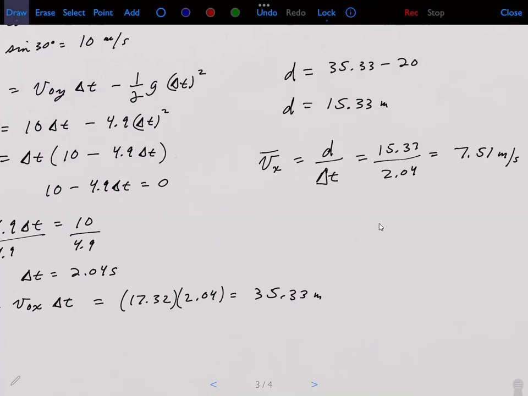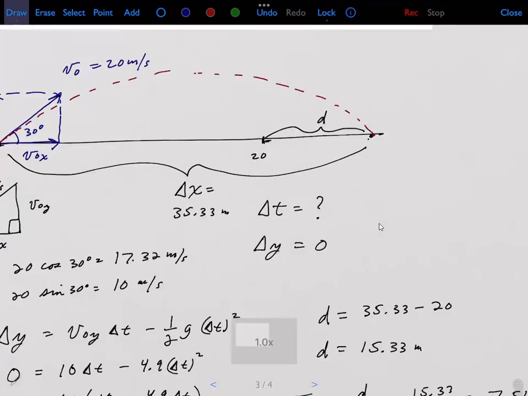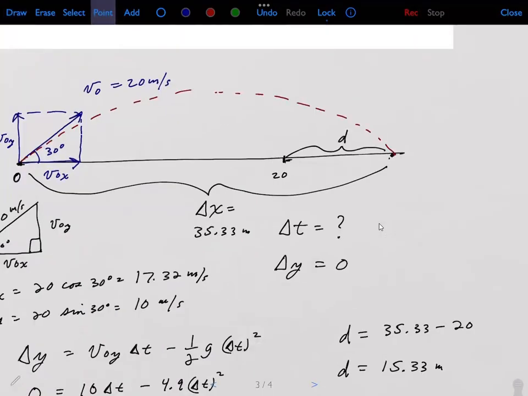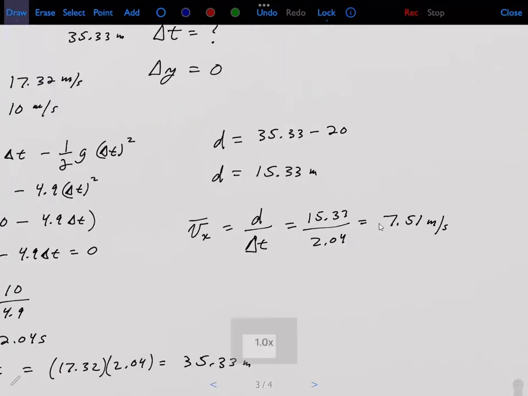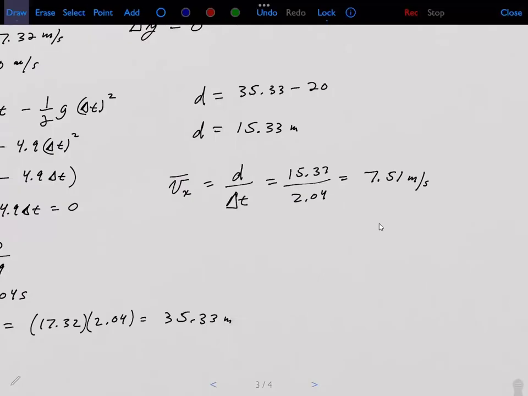And he has to run in the direction the ball was thrown, right? Because it's going to land, we just calculated it. Since delta x was greater than 20, was like 35.33, then the receiver has to run in that direction, the same direction that the ball was thrown in. Okay, we weren't asked that, but I'll write it here. So the receiver runs at 7.51 meters per second in the direction the ball was thrown.